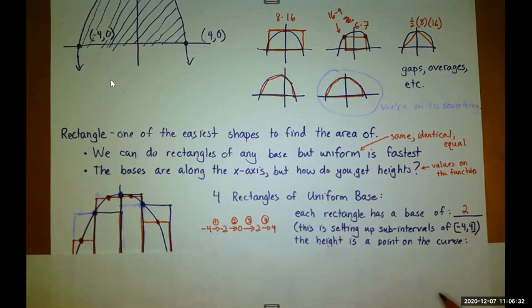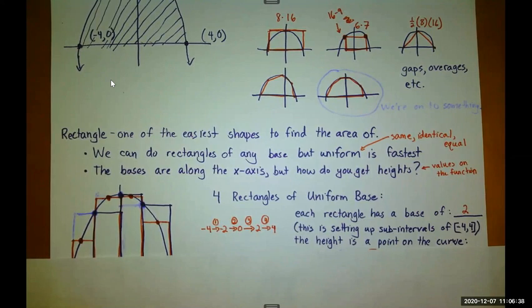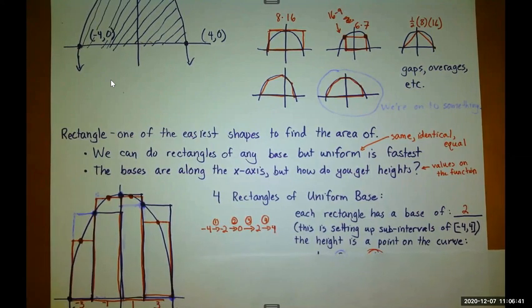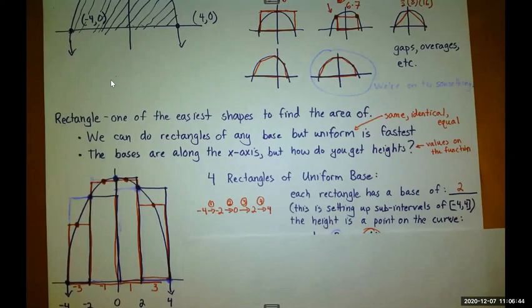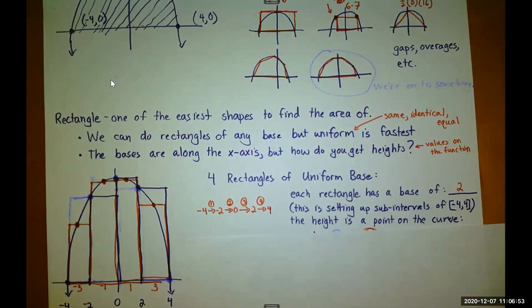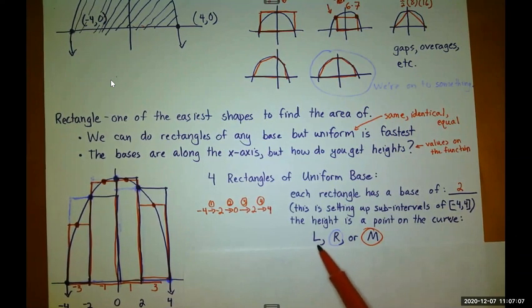Okay. And then the height is going to be a point on the curve. So what do I mean by a point on the curve? Well, take a look at my picture that is super hard to follow. Don't worry, we'll be breaking this down again later. So there are three common techniques for drawing the rectangles when we're doing a uniform base or a not uniform base. The L stands for left, the R stands for right, and the M stands for midpoint.